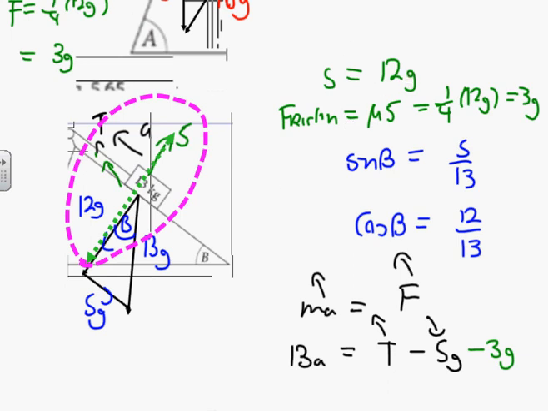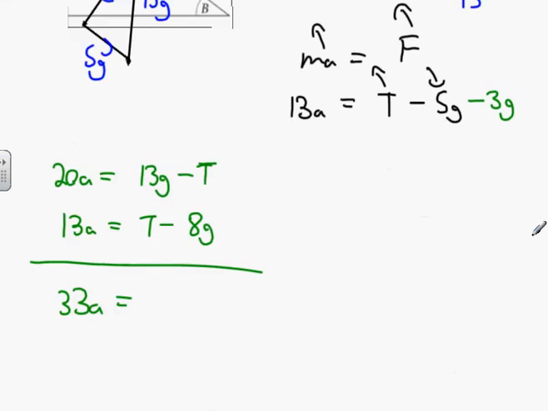Okay. Then the friction value is this reaction force multiplied by mu, which will give you 3G, which is the friction acting against your motion. Then you're going to get 13A equals T minus 8G. Add them together. 33A equals 5G. A equals 5 over 33G.